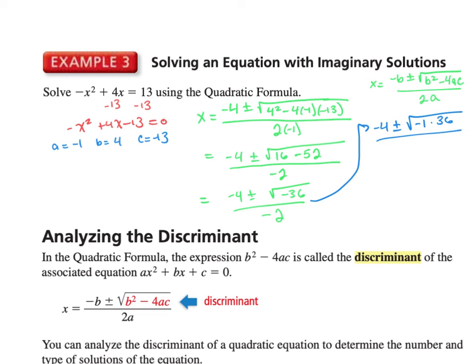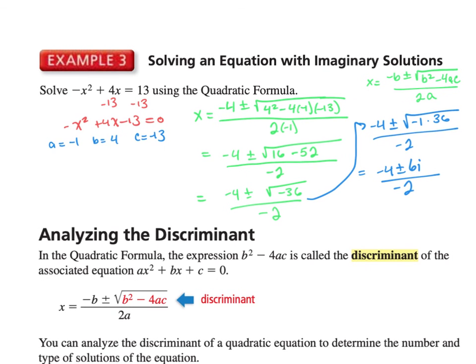Well, the square root of negative 1 is i. And the square root of 36 is 6, so it's 6i. So we could simplify that, divided by negative 2. Now, we could stop here if we couldn't reduce, but notice how all three of these are divisible by 2. Negative 4 divided by negative 2, and 6 divided by negative 2. So let's do that. Negative 4 divided by negative 2 is a positive 2.